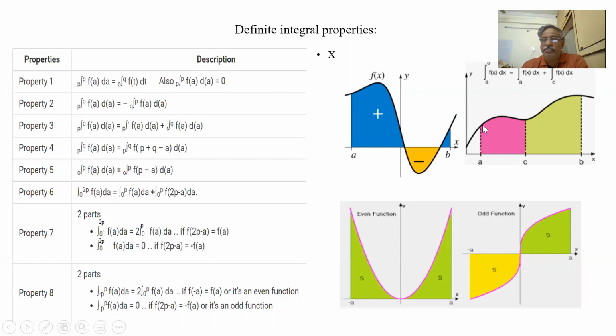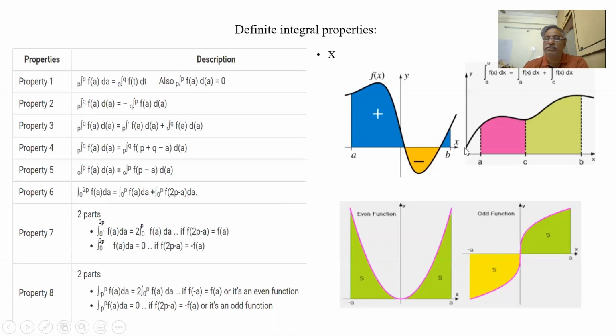So suppose this is f of a. In place of a, I put t. If a is t, then what becomes? This is f of t. So dA is dt, so nothing is going to change. dA is becoming dt, and f of a is becoming f of t.